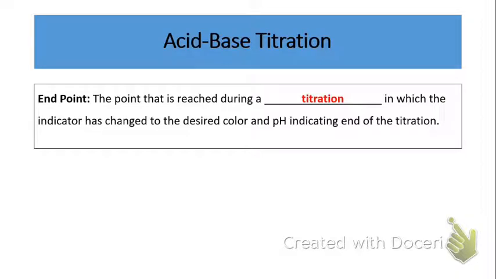The other vocabulary word that's important is known as the end point. The end point is reached during the titration when the indicator that we've added changes to the desired color and pH, indicating the end of the titration. So essentially, the end of a titration occurs when we hit the end point, which makes sense. The end point is reached when we know that the indicator changes to the desired color that we're looking for.